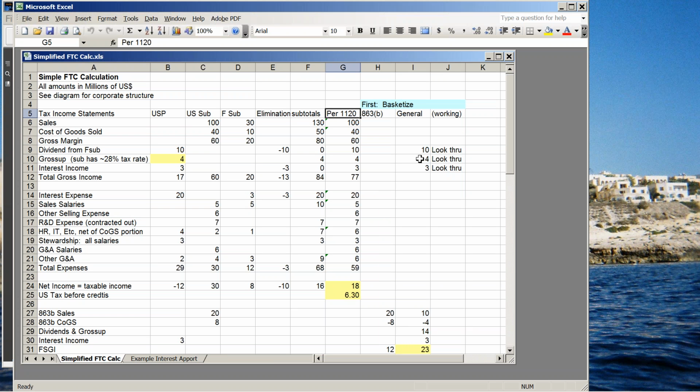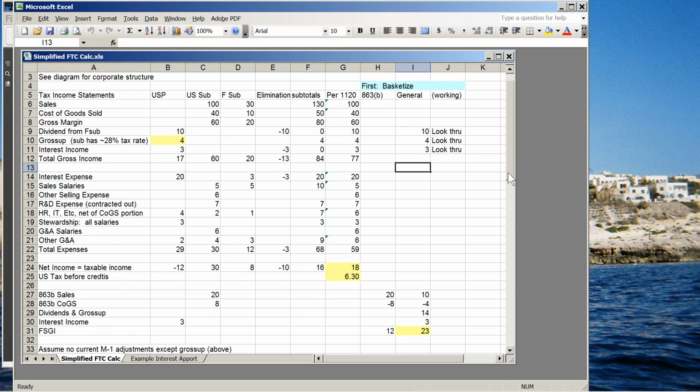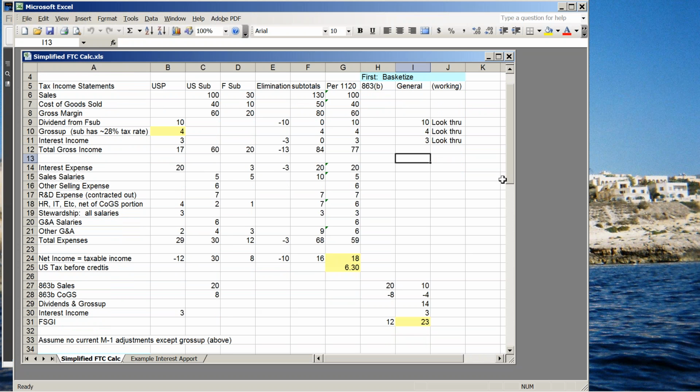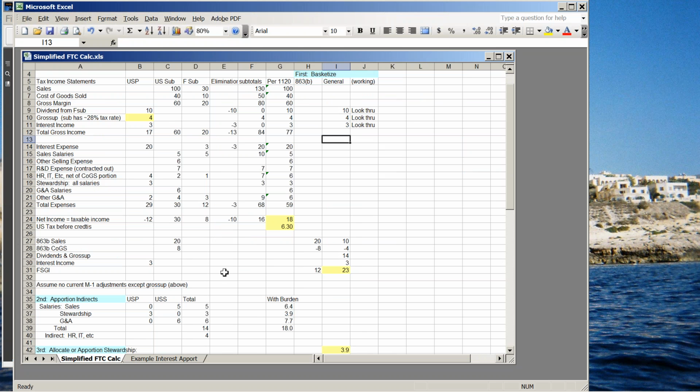Now we don't have any passive here because of the look-through rule. So our interest and dividends here and the gross up are all look-through because we have a 100% foreign subsidiary. And I apologize for not saying the foreign sub is in manufacturing, doesn't have any passive income. So it's all look-through and general basket. In the real world, you may find that you've got a lot of other things besides general basket going on.